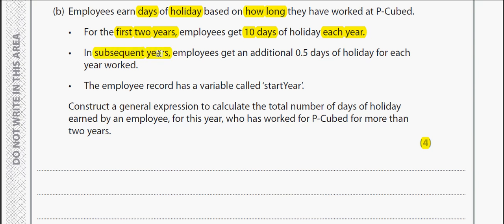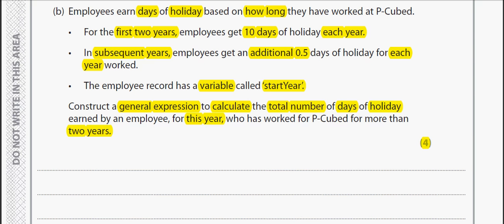In subsequent years, employees get an additional half a day holiday for each year worked. The employee record has a variable called start year. Construct a general expression to calculate the total number of days of holiday earned by an employee for this year who has worked for P cubed for more than 2 years.